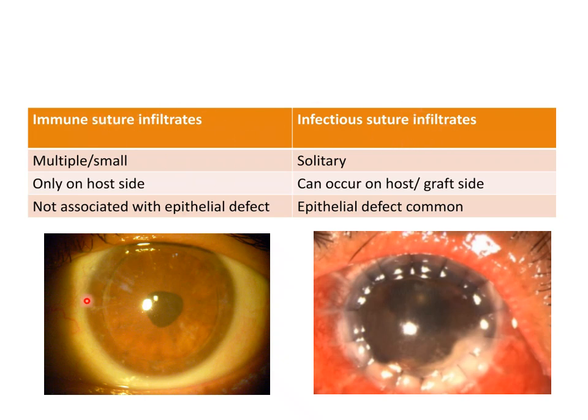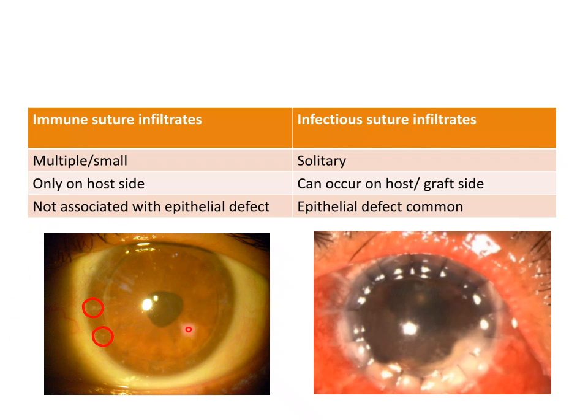So immune suture infiltrates. Now, these infiltrates you're not going to find in the button. These infiltrates are going to present only on the recipient side. You see these little dots? So they are often multiple, small, whereas infected suture infiltrates are solitary and larger. See, this is an infiltrate, right? This is an infiltrate. And you see the rest of the eye is also somewhat inflamed. Immune related ones are going to happen only on the host side. This can happen on the host or the graft anywhere. These are not associated with epithelial defect, these infiltrates, and these are associated with epithelial defect.